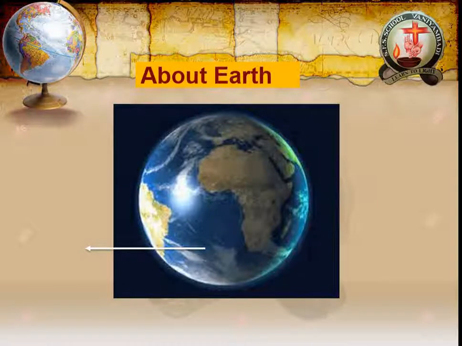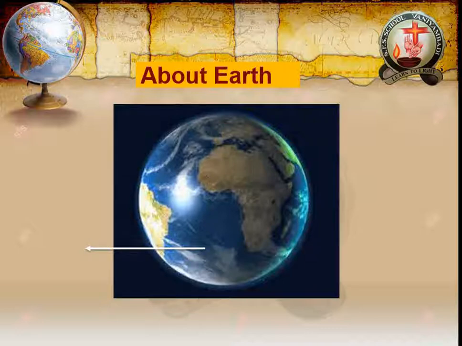It is more or less 150 million kilometers. Just imagine 150 million kilometers away from Sun. And Earth is a special planet because it is called an ocean planet. What is meant by ocean? Full of water bodies. If it is full of water bodies, we call it an ocean.